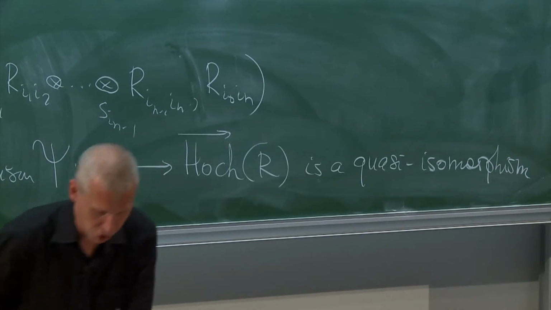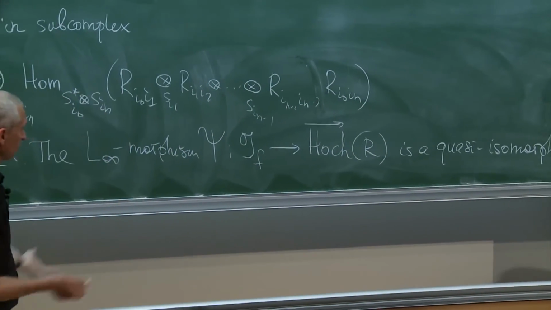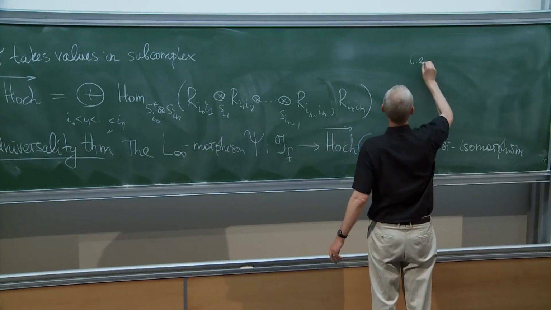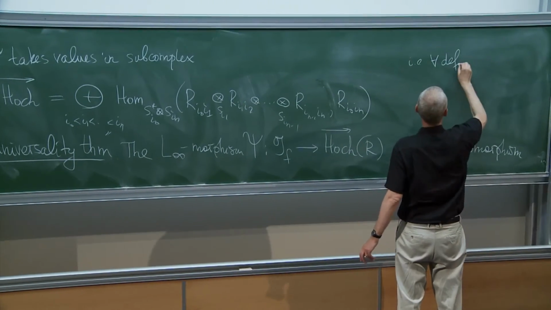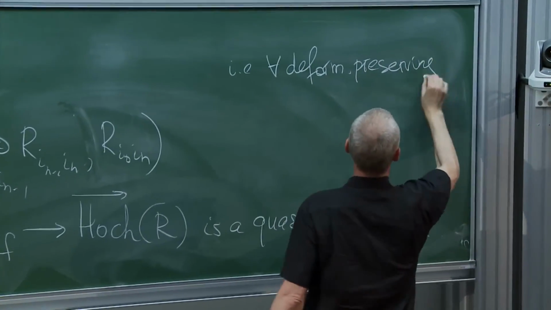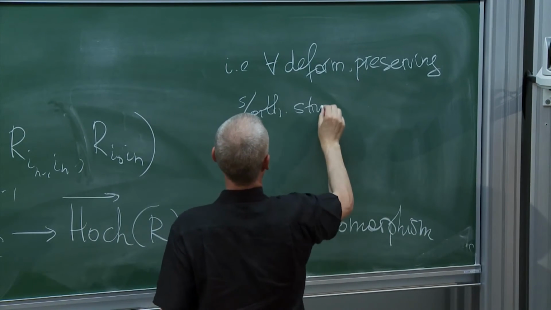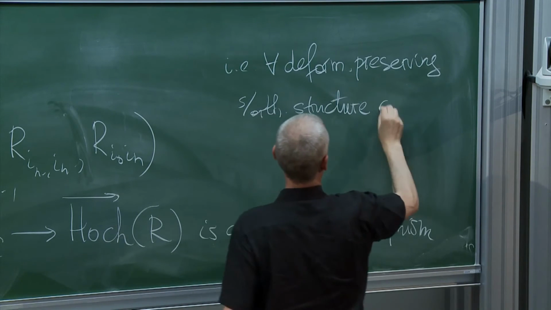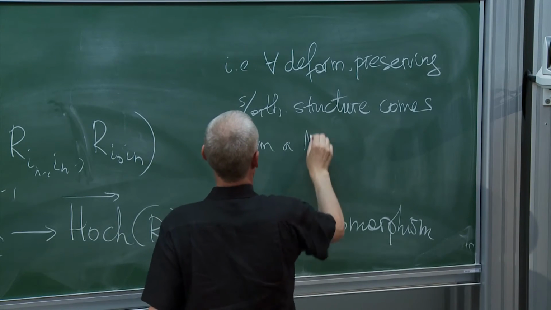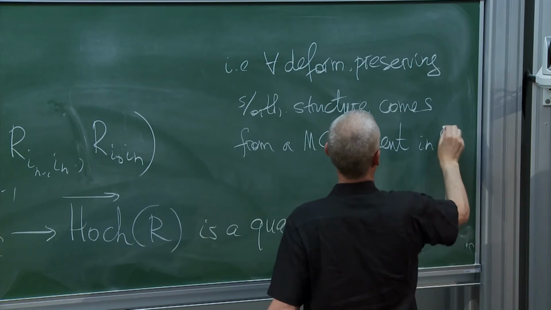It means that any semi-orthogonal deformation comes from a Maurer-Cartan element, i.e. any deformation preserving the semi-orthogonal structure comes from a Maurer-Cartan element in G finite.